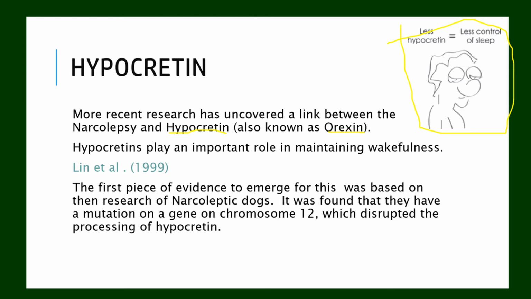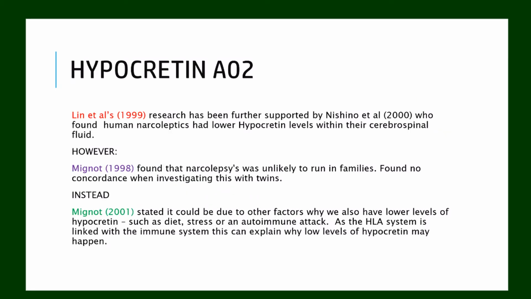Now, the AO2 for hypocretin is Lin et al. in 1999, research further supported by Nishino et al. in 2000, who found human narcoleptics had lower hypocretin levels within their cerebrospinal fluid. So they didn't have a lot of hypocretin in their system, which could be a reason as to why they're narcoleptic.